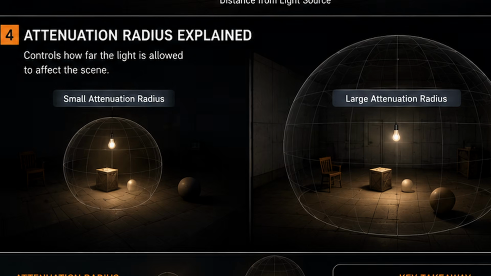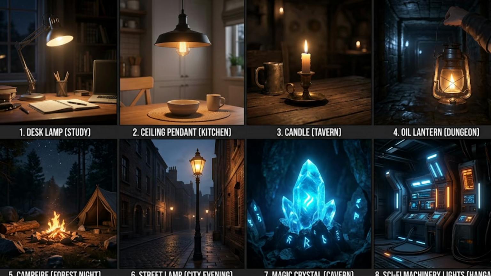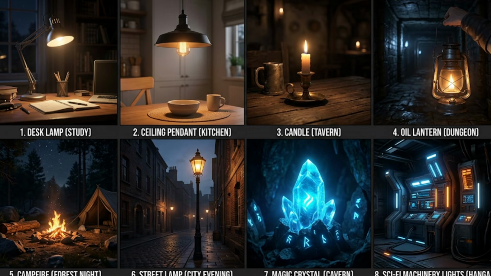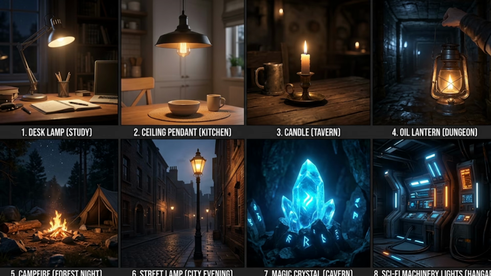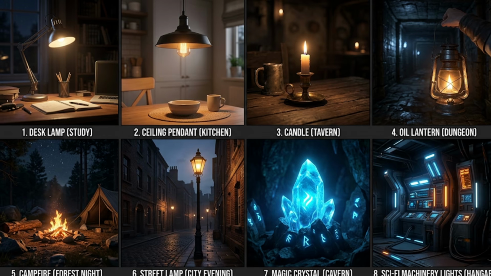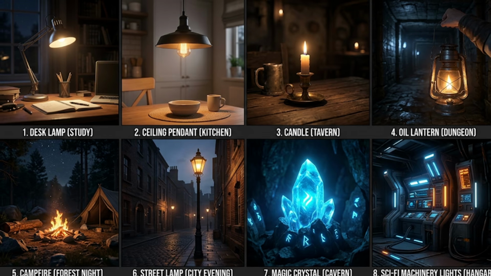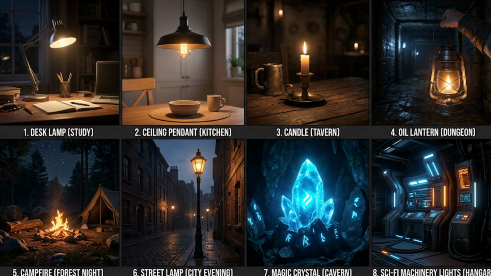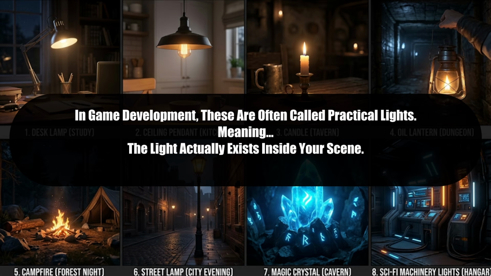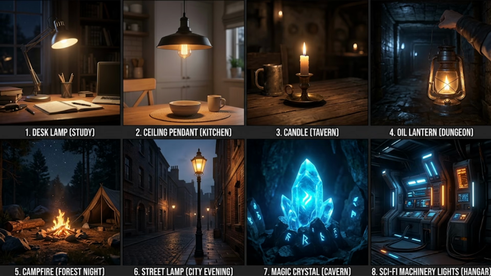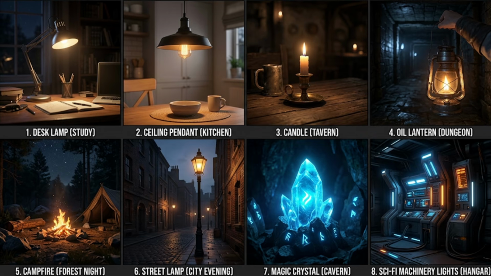Point lights are used whenever a real-world light source shines in all directions. Things like desk lamps, ceiling lights, candles, lanterns, campfires, street lamps, magic crystals, or even glowing sci-fi machinery. In game development, these are often called practical lights, meaning the light actually exists inside your scene, and point lights are one of the most common ways to create them.